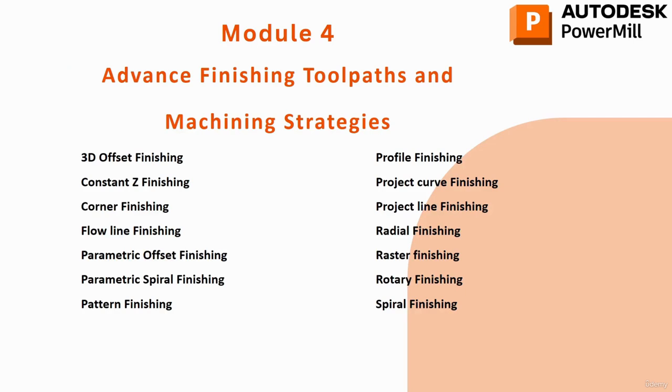So we have already started module number 4, which is all about advanced finishing toolpaths and machining strategies, and we have covered the 3D offset finishing, constancy finishing, corner finishing, floor line finishing, parametric offset finishing, and parametric spiral finishing. And the last one we did was the pattern finishing operation.